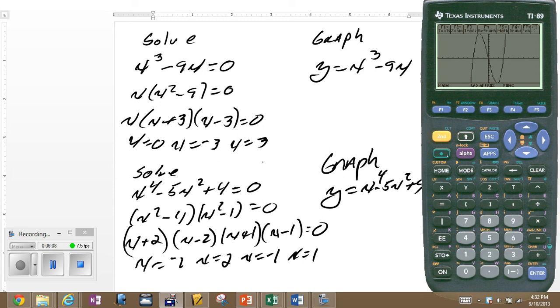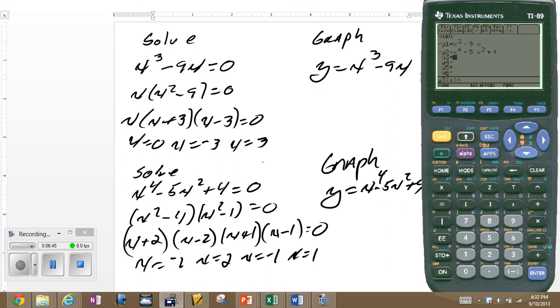There's a connection. If we go now, y equals, this time around, I'm going to graph the second one as y2. Okay, so that's, I'm sorry, go back, that's x to the 4th power, minus 5x squared, plus 4.